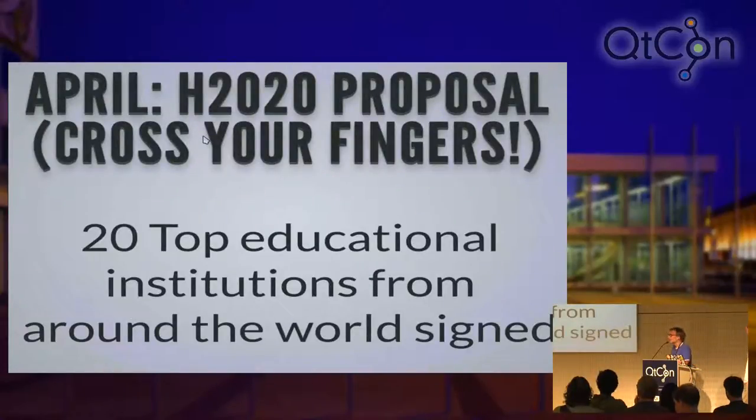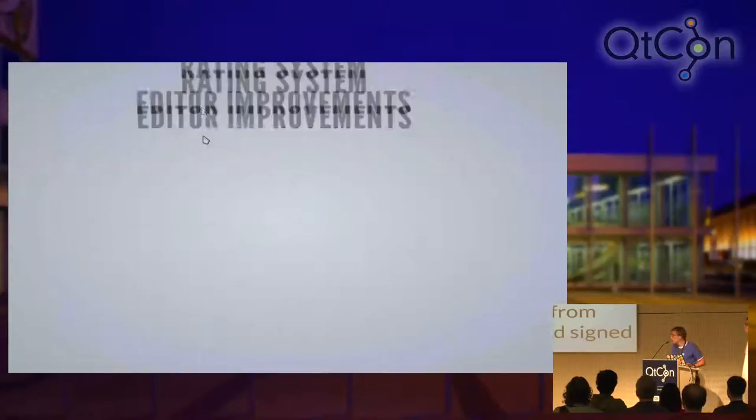Still on the timeline, one of the last things we did was to file an H2020 proposal, for which we still don't know the outcome. Obviously with H2020 proposals, it's not very likely that it will pass, but we hope it will. But the more important thing is that we got 20 of the best educational institutions to sign an agreement and to actively work on WikiToLearn, regardless of the outcome of the proposal.